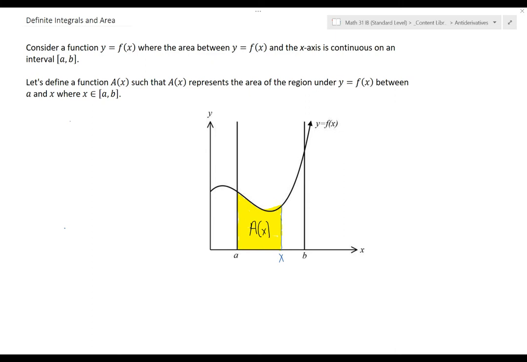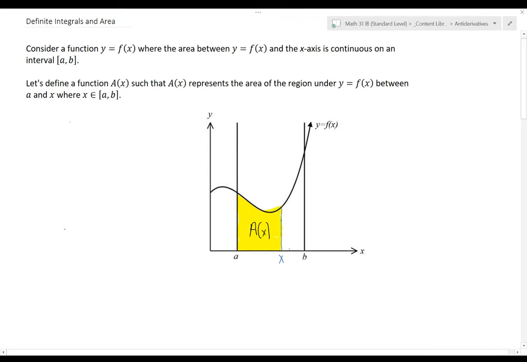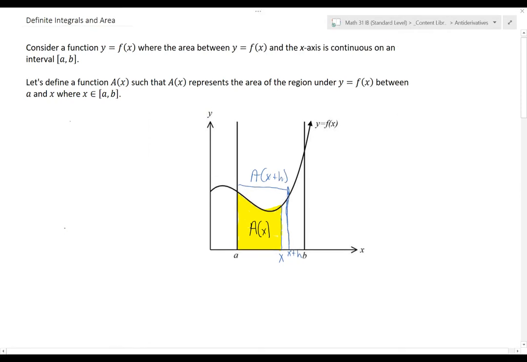And we're going to define a function as the area function. So A of x, representing the area that I've got shaded in yellow here, the area under y equals f of x, between a and some value x that is in the interval from a to b. So I'm also now going to extend that out and say, okay, well, what if I go to x plus h? So this larger area would be A of x plus h.